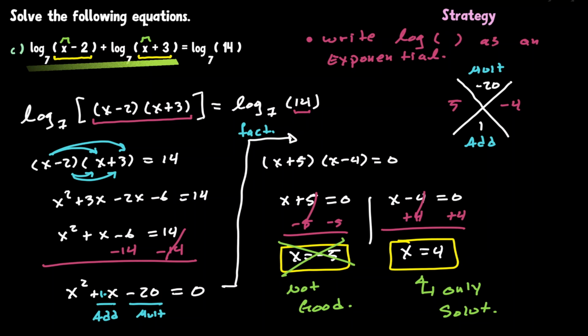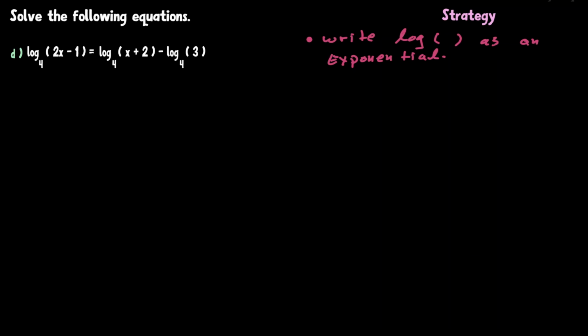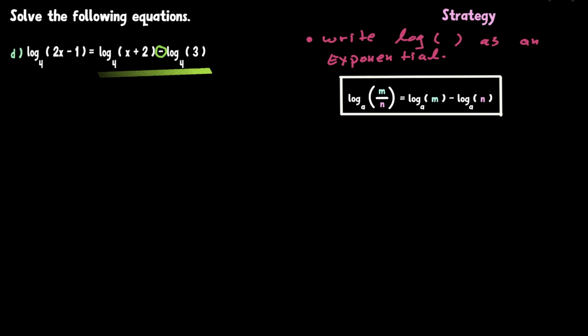Let's take a look at our next example. So here we have the same situation as before. There are multiple logs, one on the left and two on the right. Let's try to think about, can we compress any of those sides, either the left or the right? On the right side, we are subtracting 2 logs. We can apply the quotient rule.